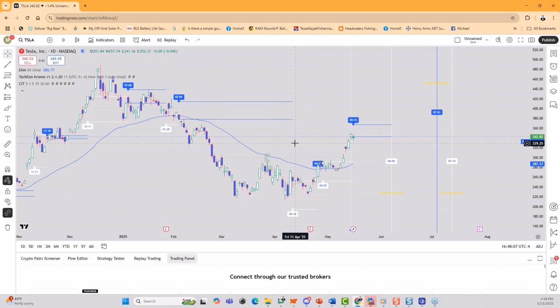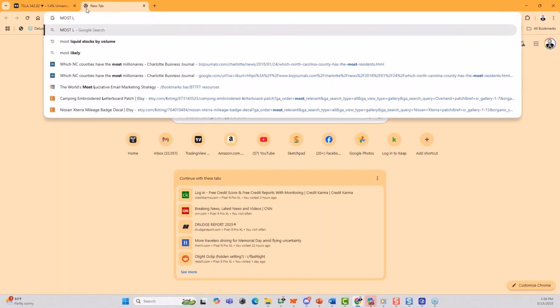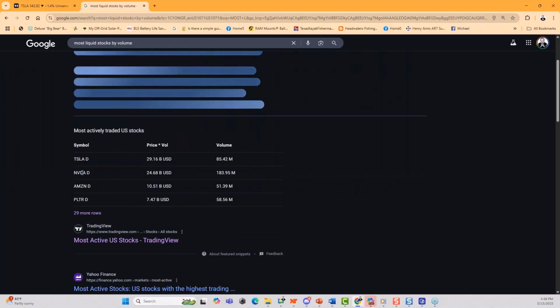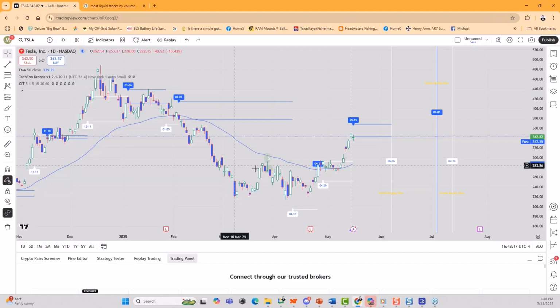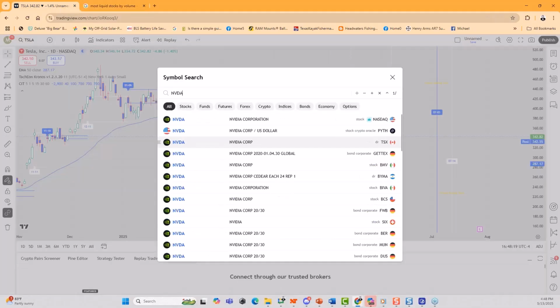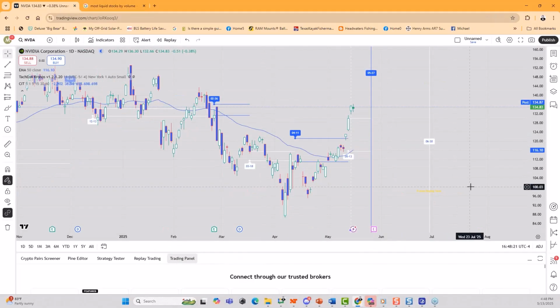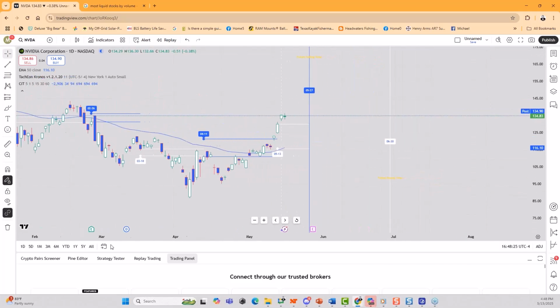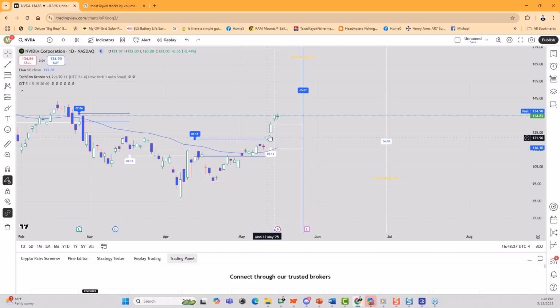Okay. What else can we look at? Let's look at most liquid stocks by volume. Tesla, how about NVIDIA? Let's take a look at NVDA. There you go. Look at all of those beautiful semiconductor stocks. Long from May 13th until May 27th. Gotta love it. A lot of chips in the new plane.